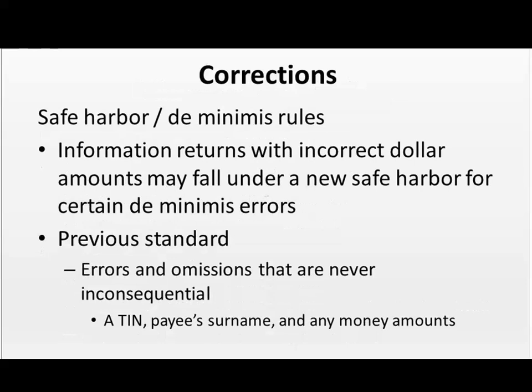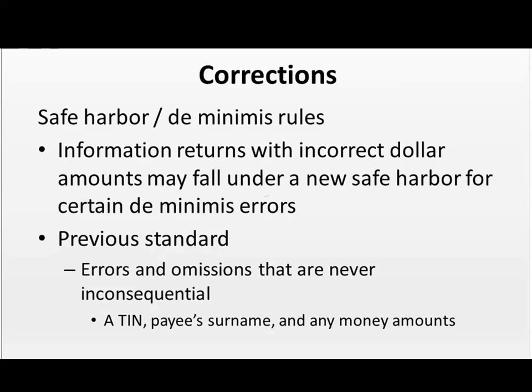Corrections. Because of the accelerated due date for the W-2s and the 1099-MISC that has non-employee compensation, the IRS realized that there are going to be more errors that go undetected before filing, and they set up a safe harbor de minimis situation where the employer will not be penalized or have to really do anything if there's a certain type of money amount error. This would be information returns that have incorrect dollar amounts.